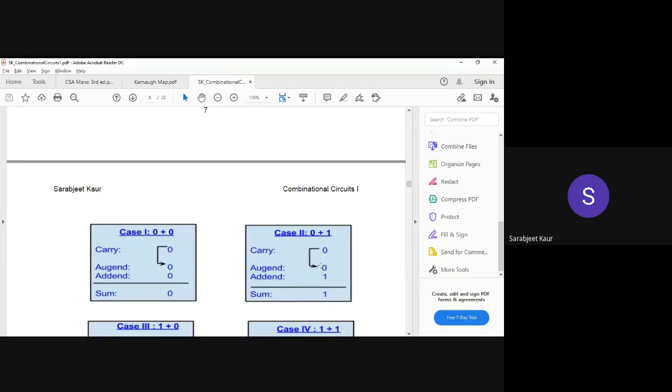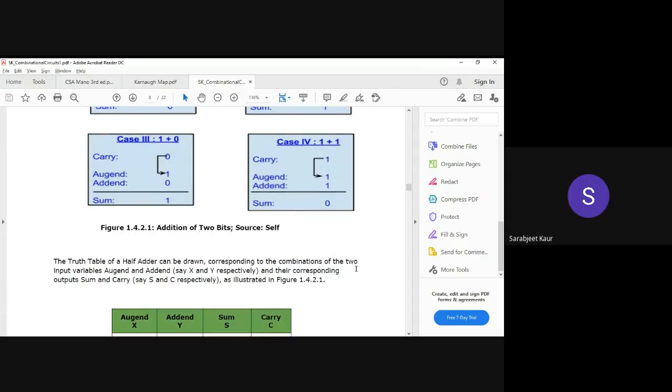So x is 0 and y is 1. That is, the augend is 0 and the addend is 1. So 0 plus 1 will give me a 1 as the sum. And is there any carry? No, ma'am. Now let us look at the third case.